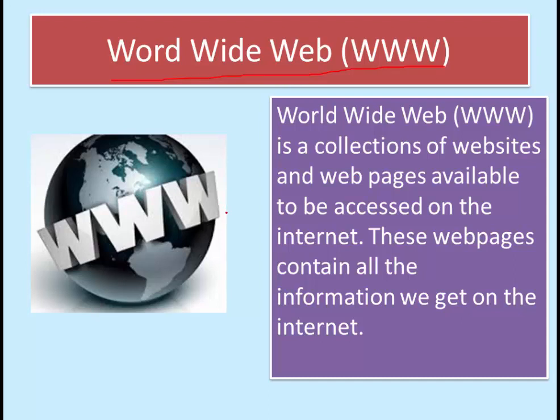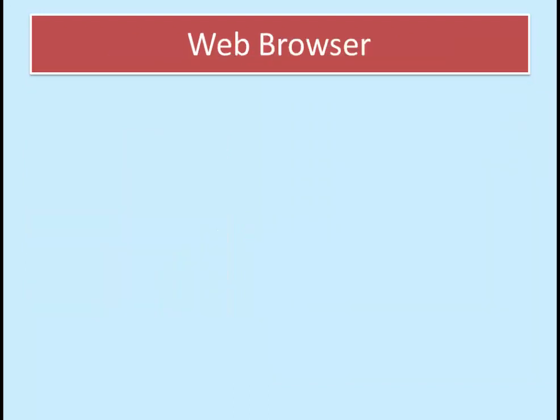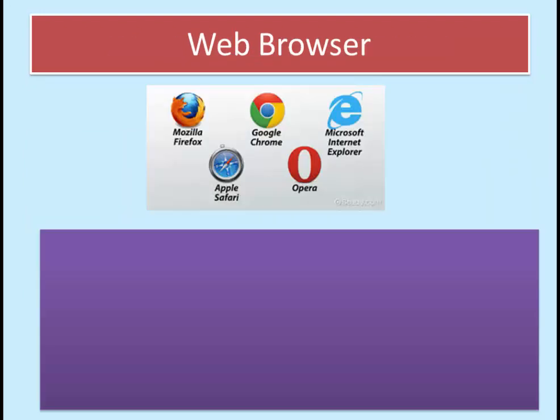So altogether, internet and the resources, when joined together, then only are we able to access the resources across the world. So www is over. Now, web browser. These are the pictures of some of the web browsers.